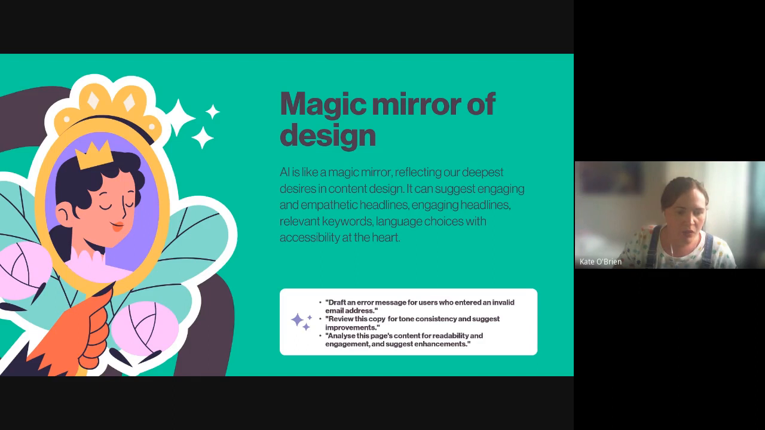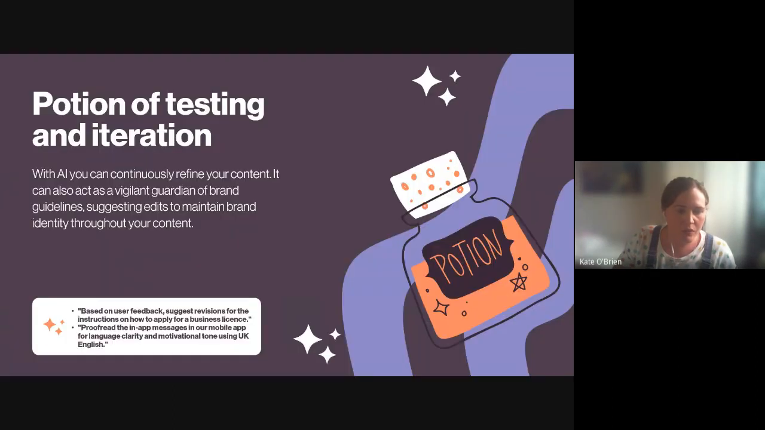And moving on to testing and iteration. Like I said, it's very much an iterative process with using AI, with generative AI tools. You shouldn't expect to get a perfect answer the first time you use it. It's all about refining your content, just like we do within content design with that iterative process, right?